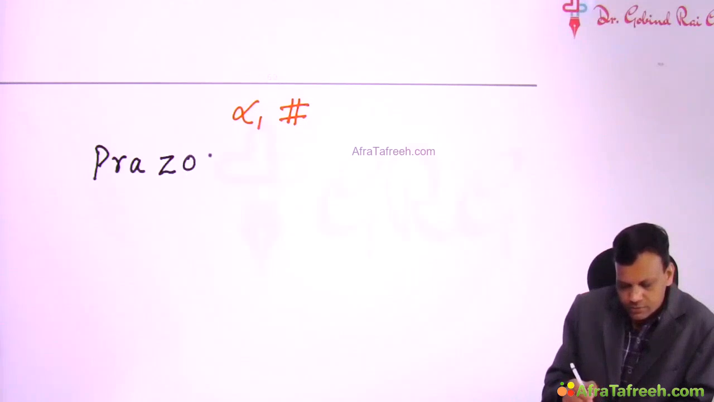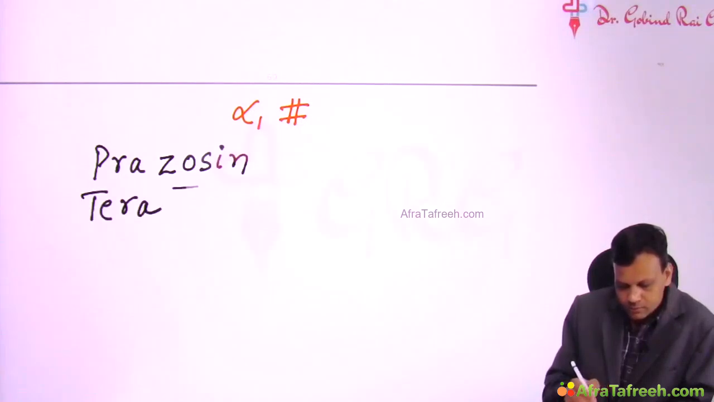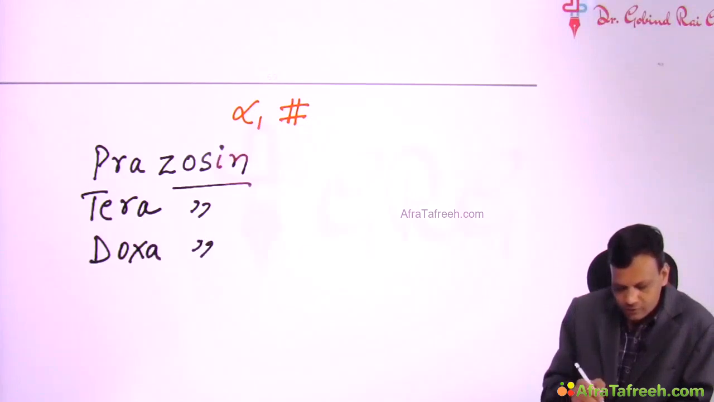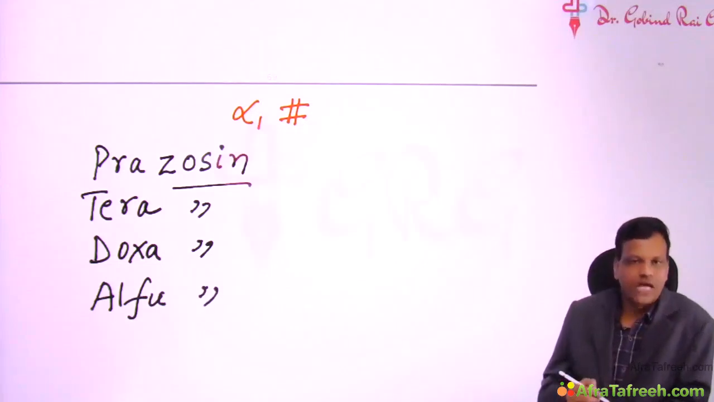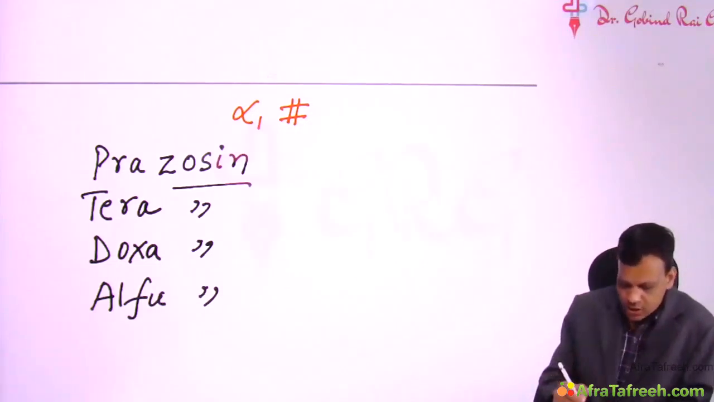Examples are prazosin, terazosin, doxazosin, and alfuzosin. The drugs whose names end with -osin are selective alpha 1 blockers. So these are used for mild to moderate hypertension.